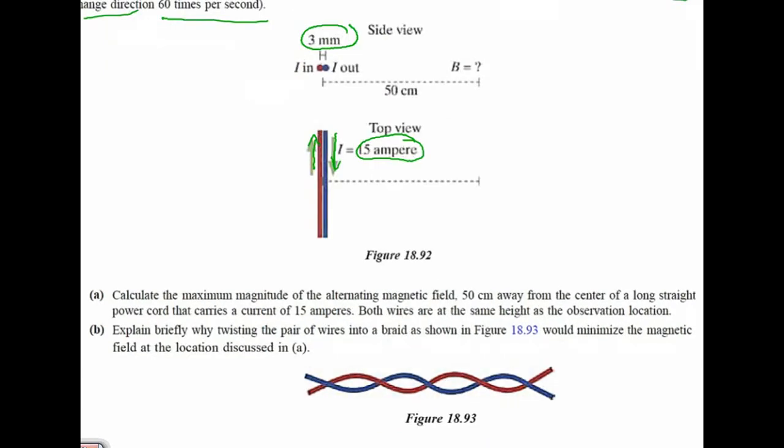Part A asks us to calculate the maximum magnitude of the alternating magnetic field 50 centimeters away from the center of one of these cords, which we'll later find to be 3.6 times 10 to the negative 8 Tesla. When we work through Part B, we'll explain that when twisted together, the magnetic field contributions of each wire nearly cancel each other out to minimize the magnetic field.